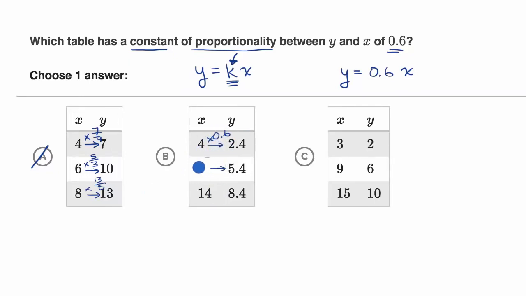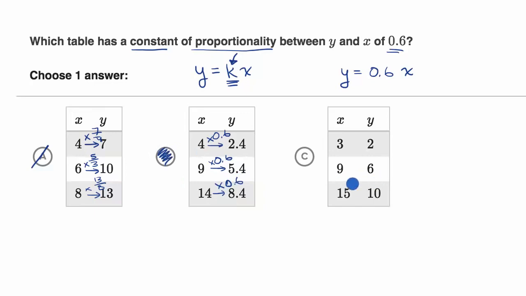So let's see. 9 times 0.6, yeah, that is 5.4. 9 times 6 is 54, but now this is 9 times 6/10, so it's 54 divided by 10, which is 5.4. And 14 times 6 is 84, so 14 times 6/10 would indeed be 8.4. So this looks like our choice.